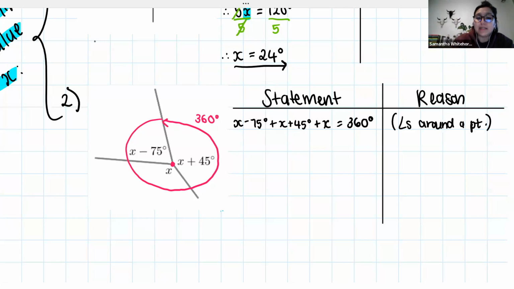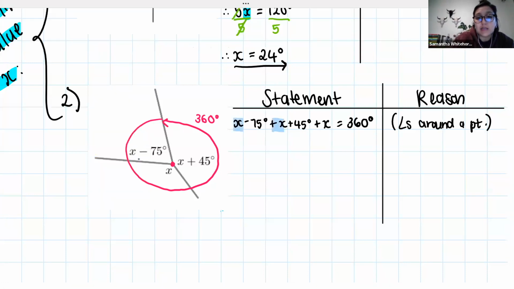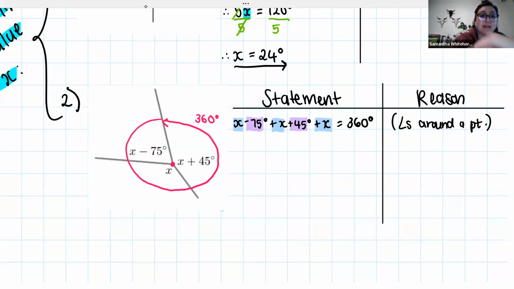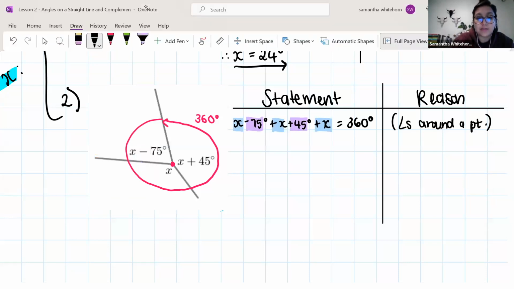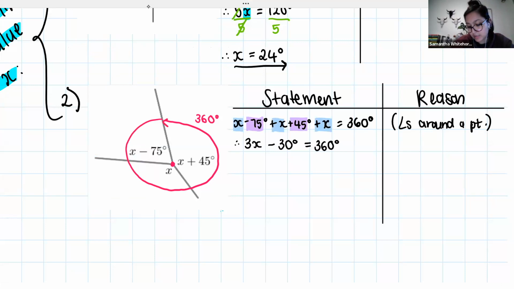Okay, now guys, again, neaten up the left-hand side by looking for your like terms. So I can see that I've got x plus x plus x, those are all like terms. I also have got minus 75 plus 45. Again, like terms. Neaten it up, it makes your life easier. x plus x plus x is 3x, and negative 75 plus 45 is then negative 30 degrees. And that is all equal to 360.